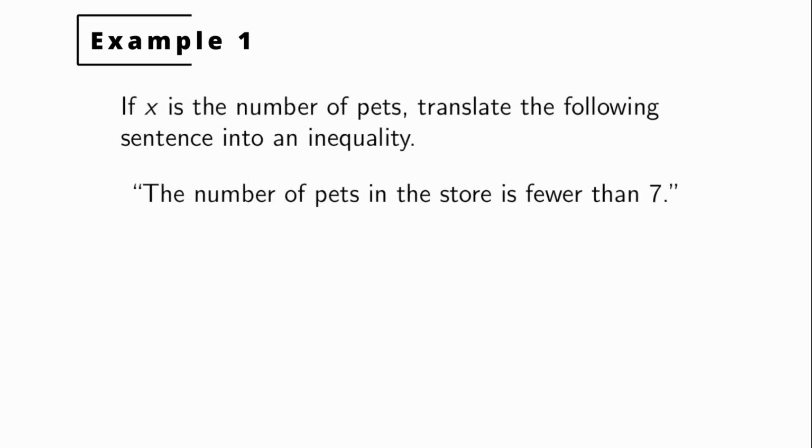Let's do an example. If X is the number of pets, translate the following sentence into an inequality. The number of pets in the store is fewer than 7. Fewer means the number of pets in the store has to be less than 7, whatever that is. So we would write X is the number of pets, X must be less than 7.